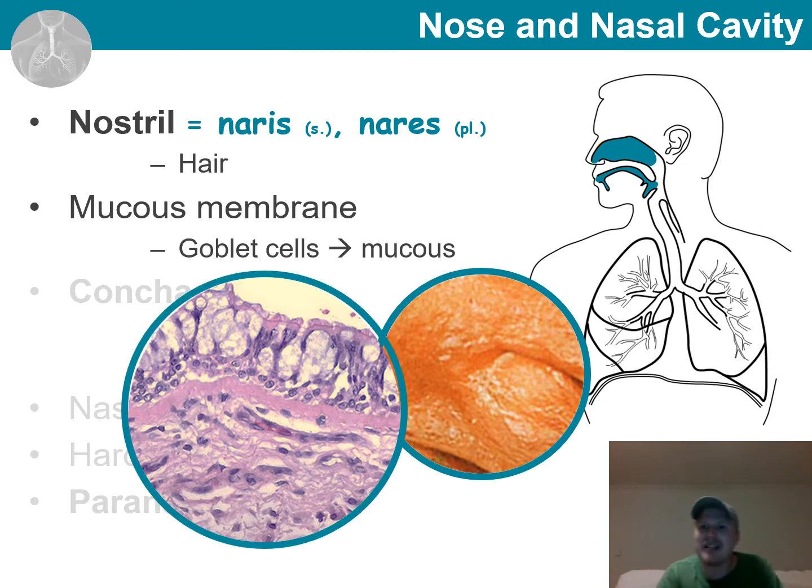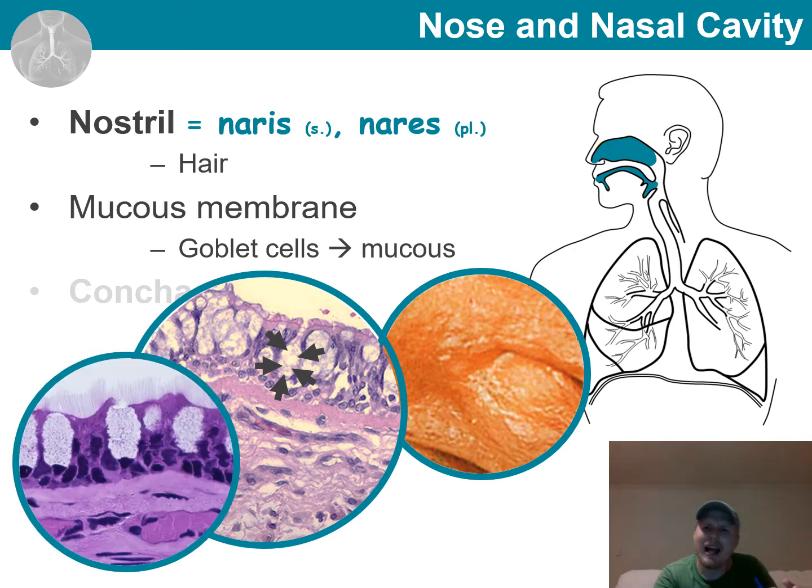And it is goblet cells, like the ones that we see here highlighted by arrows, that secrete this sticky mucus. Another thing to notice, especially on this microscope image, is these hair-like structures on the surface of the nasal cavity mucous membrane. These cilia sweep mucus that has caught particles and move it towards the throat.